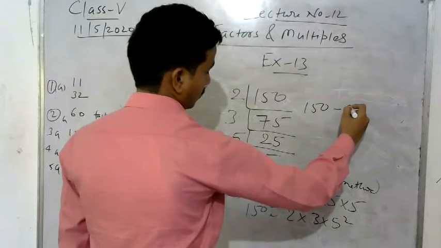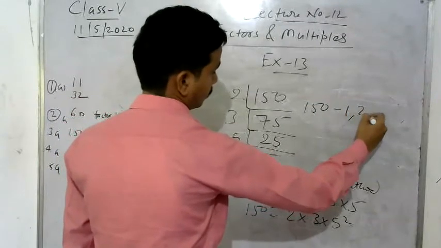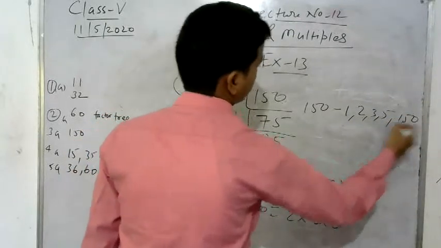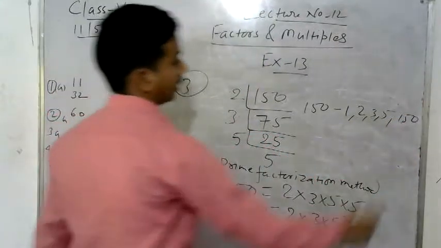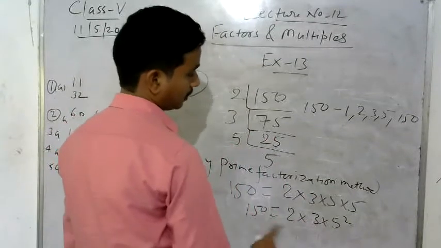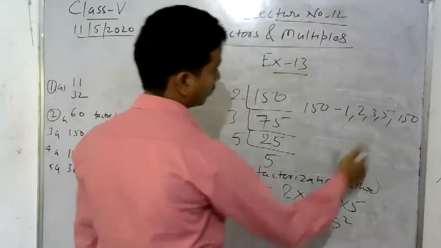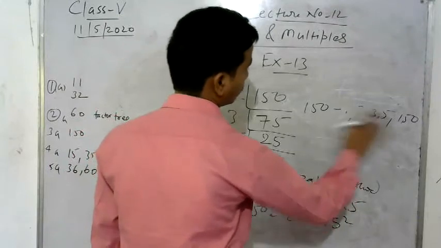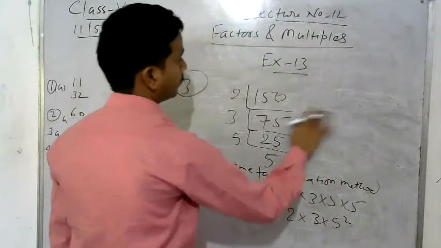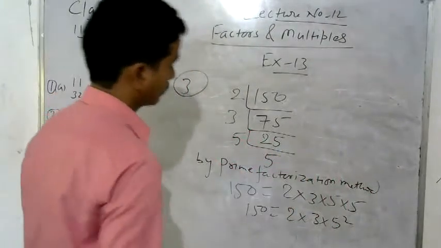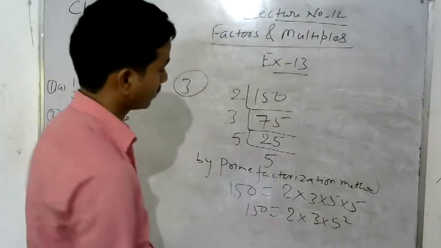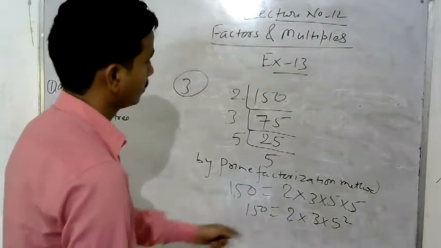So what are all the factors of 150? 1, 2, 3, 5, and 150. 5 will be a factor, and also there will be many factors. 5 times 25 will be a factor. So there can be many factors. But if we have to find the prime factors, what are the prime factors of 150? So 2, 3, 5 are the prime factors of 150. Yes. In this way you can write it.